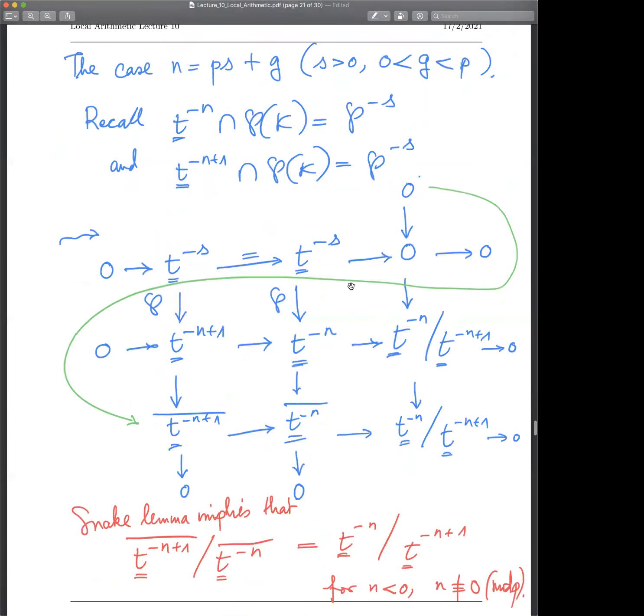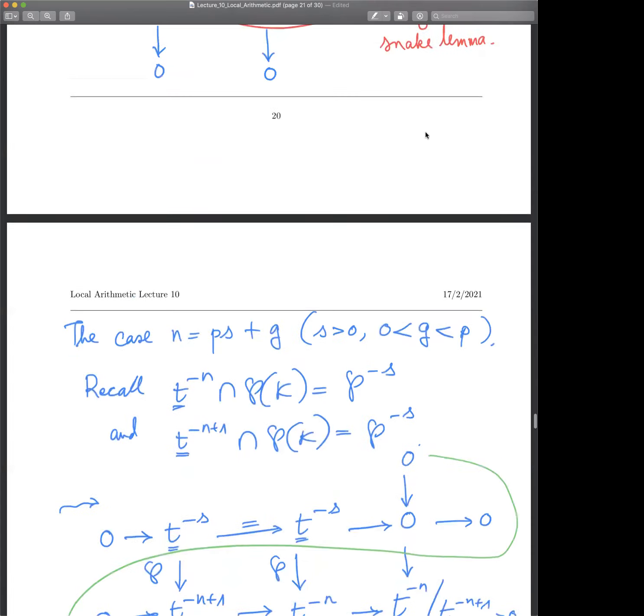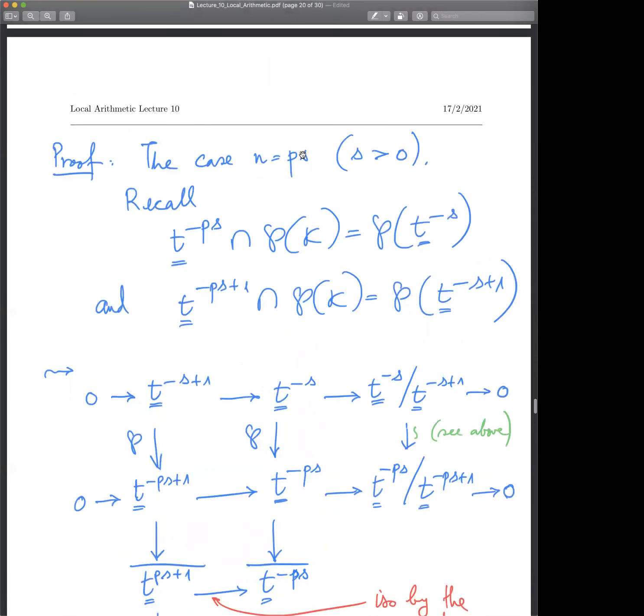Now let's consider the case when n is prime to p. So you can write it as ps plus g, where s is strictly positive and g is strictly between 0 and p. Then we have seen that the intersection of t to the minus n with pk is p to the minus s, and so is the intersection of t to the minus n plus 1 with pk. It's the same p to the minus s. These two are the same here, whereas when n was a multiple of p, these two were different.